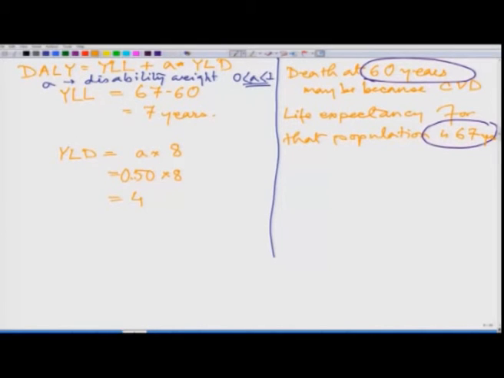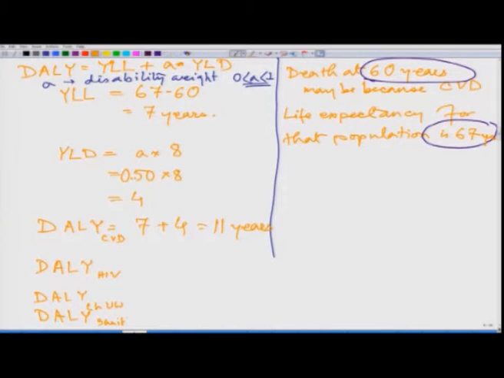So that's how we adjust it. Now my total DALY is YLL, which is 7 years, plus YLD, which is 4 years. So, 7 plus 4 is 11 years. Now, say you have got this DALY for CVD, you will get a DALY for maybe HIV, a DALY for child underweight problem, and a DALY from the sanitation problem, awareness generation of sanitation problem.